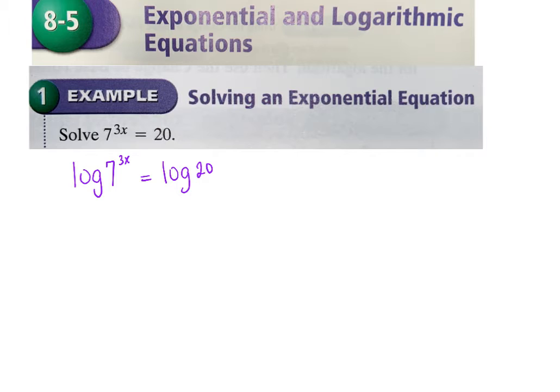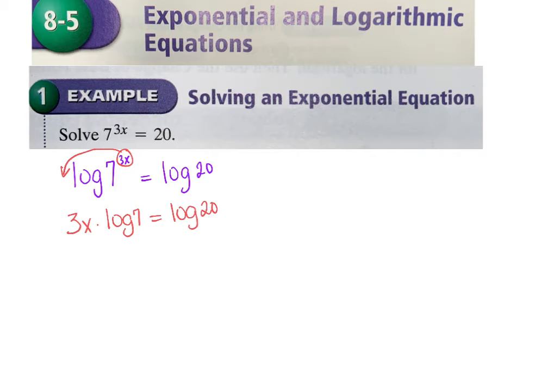All right. And then this is how this helps me, because I have properties of logarithms that will now get that 3x out of the exponent position. Why can I move the 3x out of the exponent position? What property tells me I can do that? Power. Yeah, my power property. The property that tells me I can take this guy and move him in front. So I now have 3x times log 7 equals log 20.